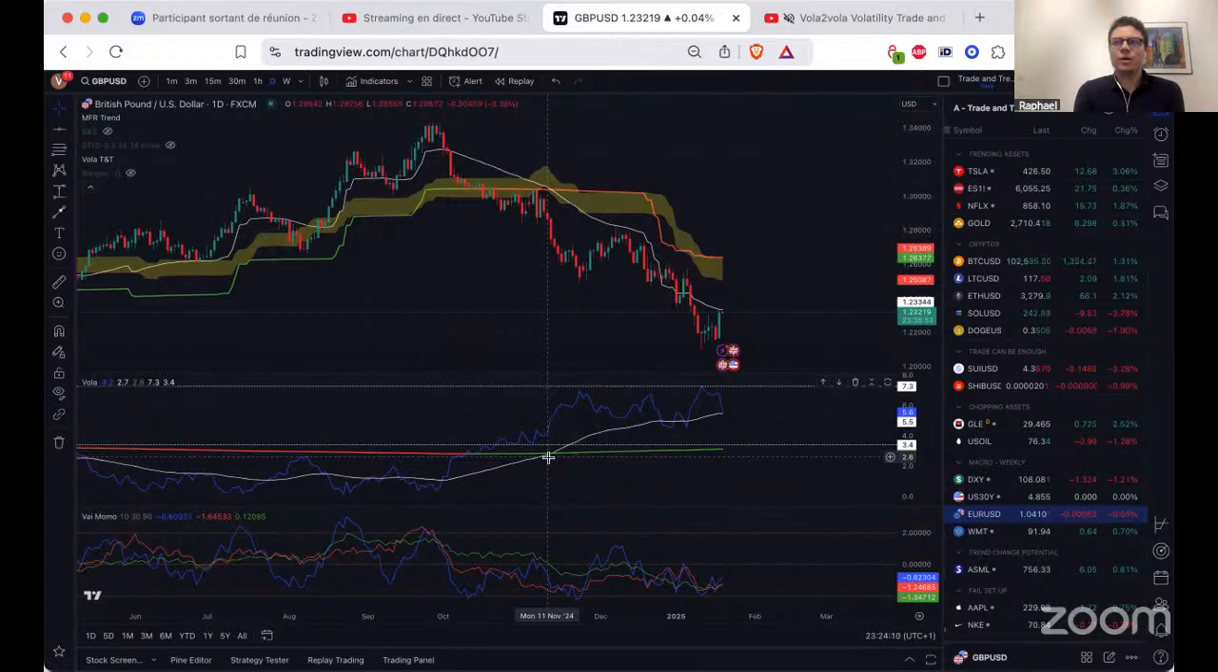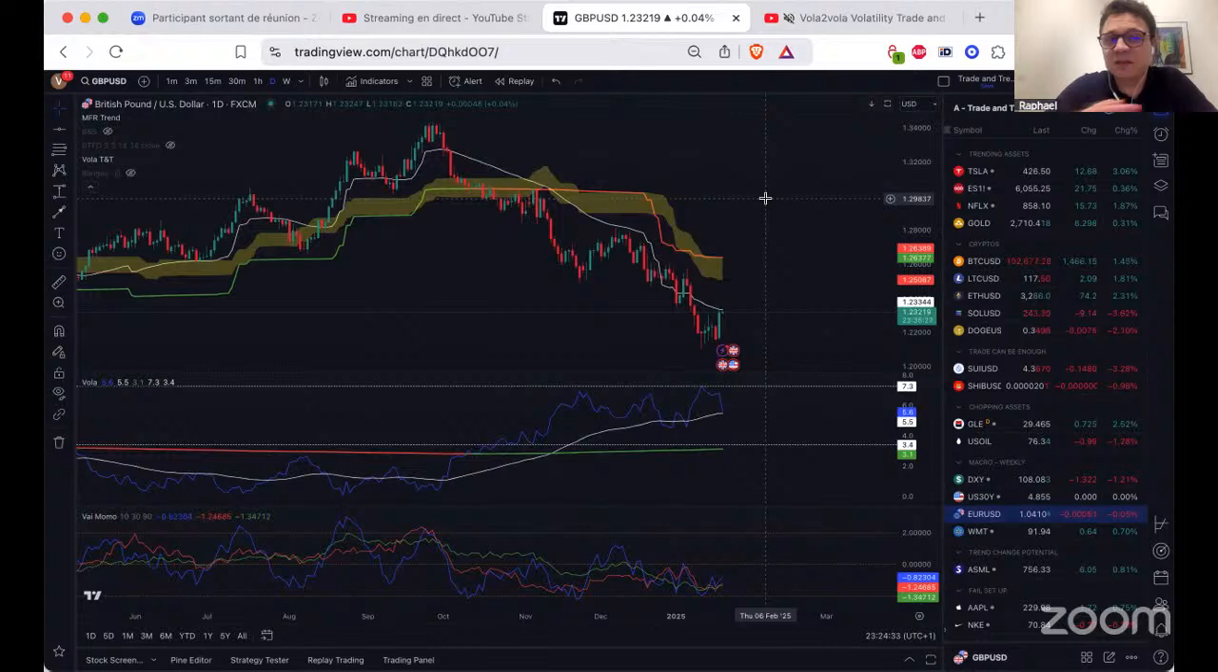On paper, yes, the inverse should work. The problem is shorting is definitely an art. It's something people are good at. I'm not good at it, so it's very hard for me to give you good recommendations. But I would guess yes, you have to think about it as the inverse. But I would encourage you to backtest it and try it.